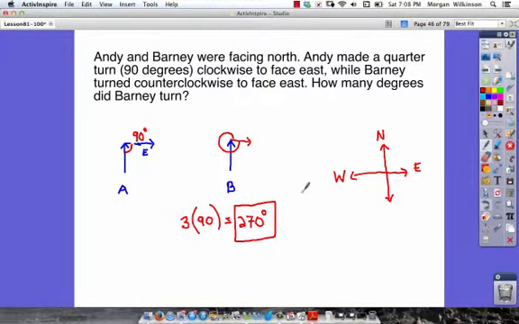Why Barney did that? I don't know. He could have just turned the other way and only turned 90, but he decided to turn all the way around. Maybe there was a good view over here that he wanted to see before he settled on his direction to the east. We don't know, but we do know that he turned 270 degrees.